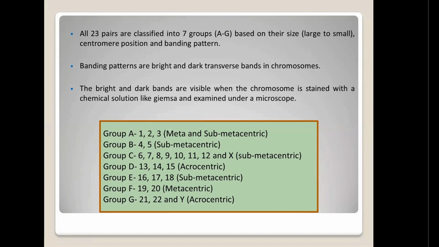Now, in humans, all 23 pairs of chromosomes are classified into 7 groups, A to G, based on their size, centromere position, and banding pattern. Banding patterns, as we discussed, are bright and dark transverse bands in chromosomes. Before seeing through the microscope, the chromosome or metaphase spread should be stained with a banding material like GeneVistaByDrEkta or any other. On the basis of that, these 23 pairs of chromosomes are divided into these 7 groups.